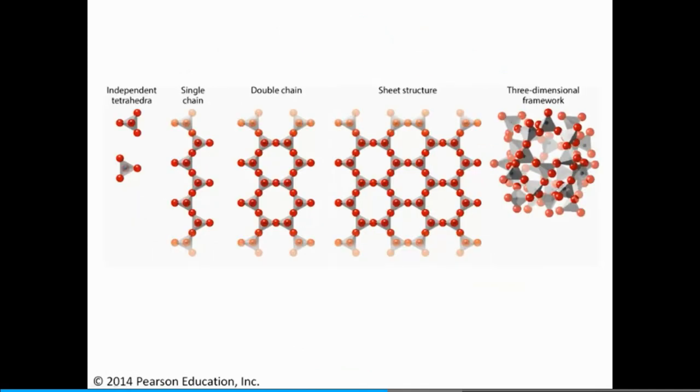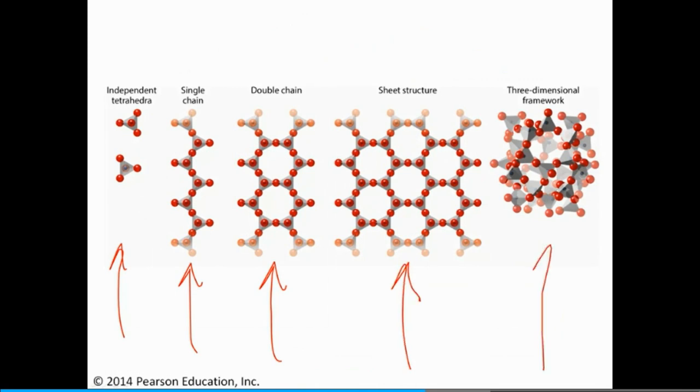Those tetrahedra can be linked to one another in various ways. So some of those ways are illustrated here. You can see that they can be independent tetrahedra. The tetrahedra can be linked together in single chains. The tetrahedra can be linked together in double chains. The tetrahedra can be linked together in big sheet-like structures, or it can be more complicated.